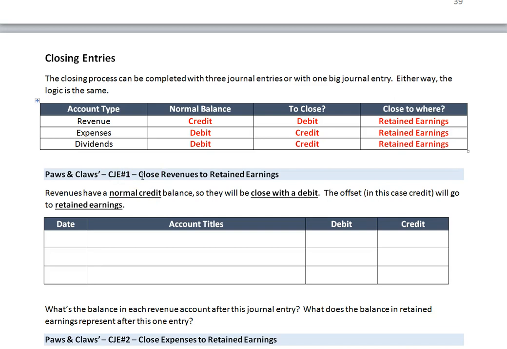If we don't like doing multiple journal entries, you can just do it in one big entry. But the net effect is all these should be zeroed out, and their balance should move to retained earnings. If we do that, we've done the closing process correctly. So revenues have a normal credit balance, so we had to close them with a debit.